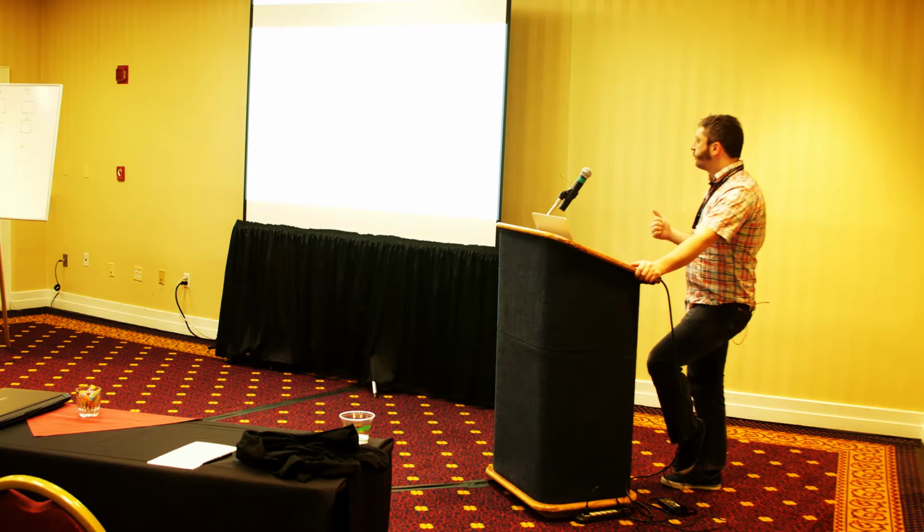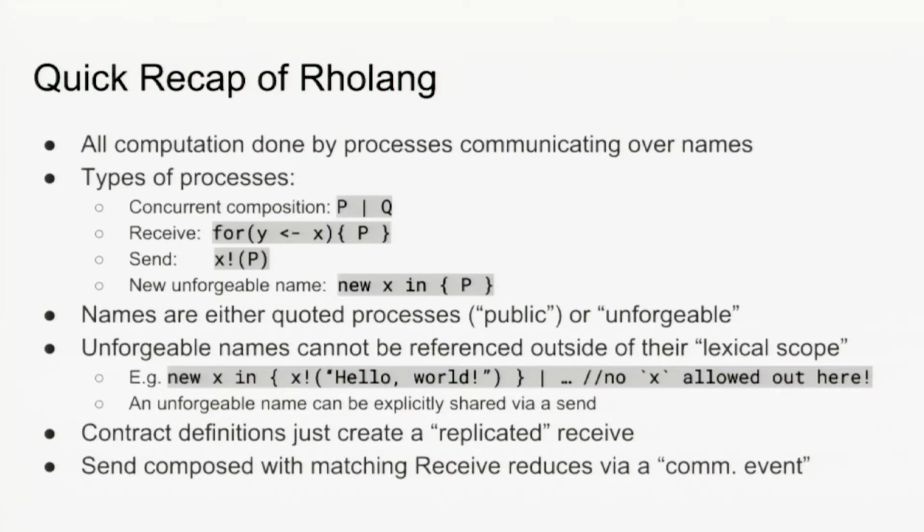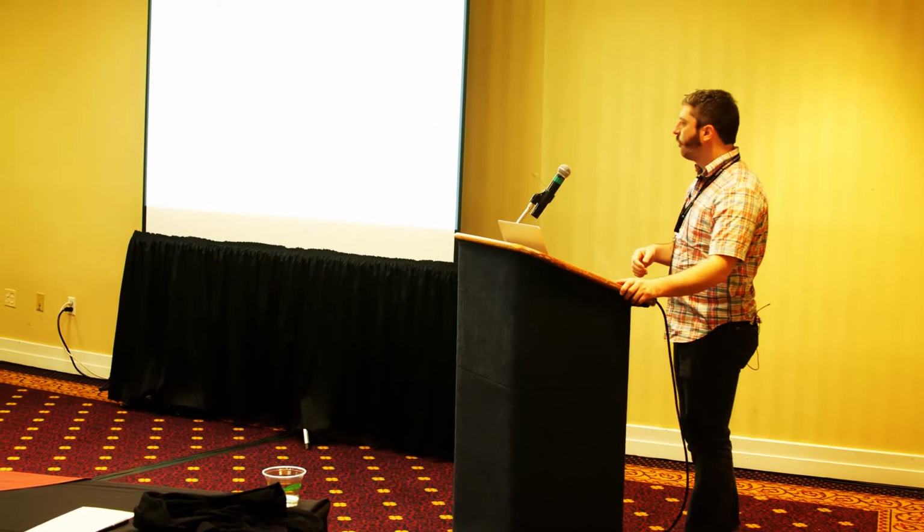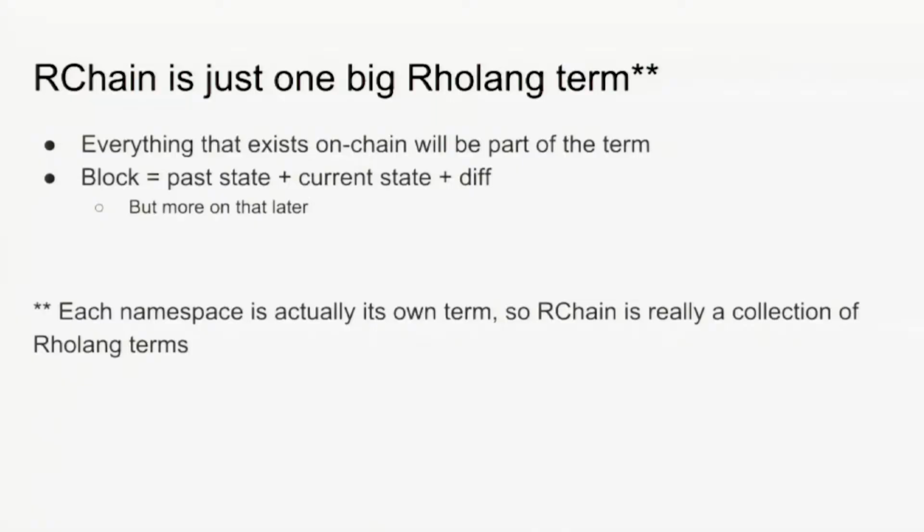So names are either quoted processes or unforgeable. That's not quite all. Names are quoted processes. There are just unforgeable processes. When you create an unforgeable name, it lives within a scope. Scopes are something you've seen in lots of other programming languages. So contract definitions create a replicated receive along with, there's a semantic difference in terms of payment, but we're going to gloss over that for this presentation. And so when a send and receive meet, it produces a COMM event, and those are the things that are going to go in the transaction ledger in the blockchain.